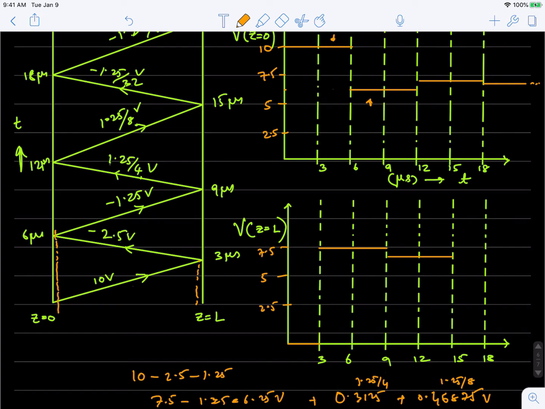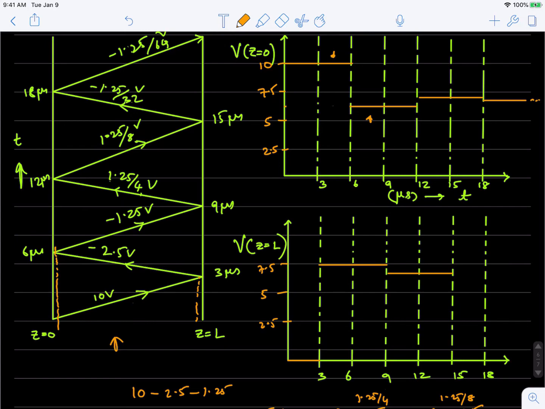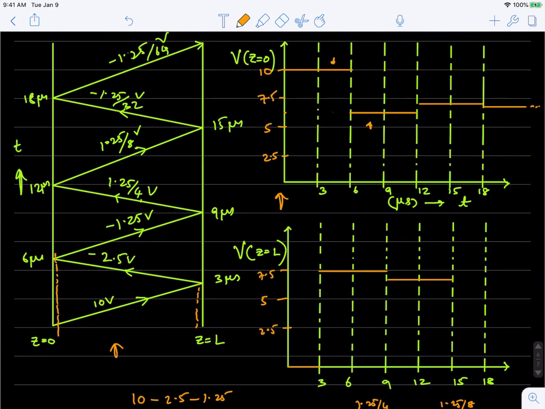So you see that it takes some time for the transients to settle down, and the whole exercise is to find out at what time the transients settle down. So this is how you find the bounce diagram, and this is how you write the voltage curve. You can do the same thing for current. Okay, thank you.